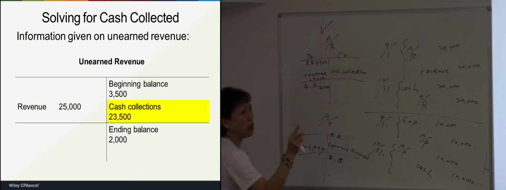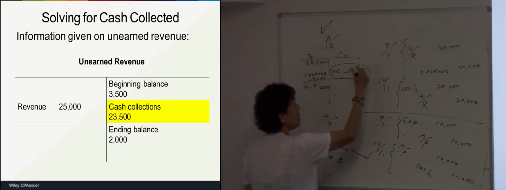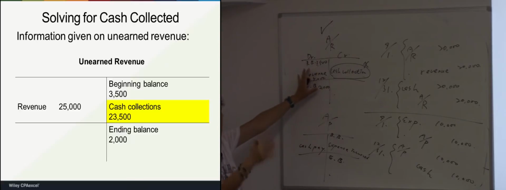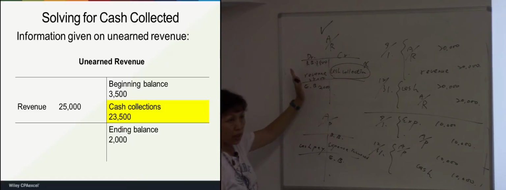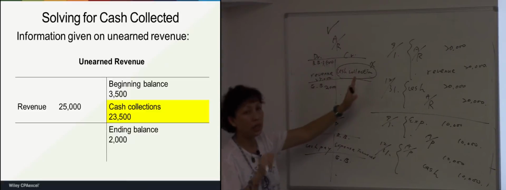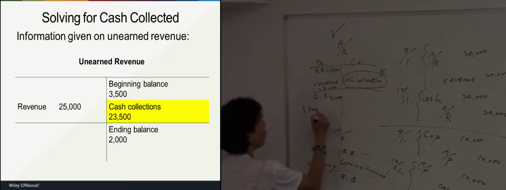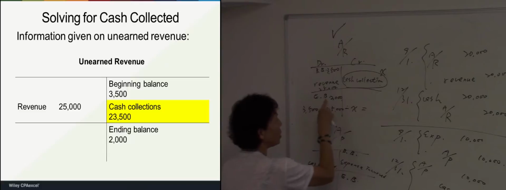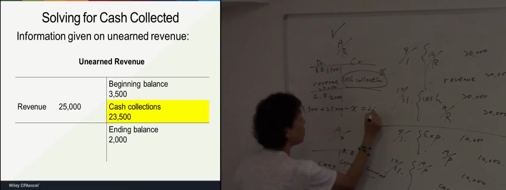Now the question asks you to compute how much cash was collected. So can we assume this as x? Yes. So how do we change this T account format to an equation? Same thing. Accounts receivable is an asset, the normal side is debit. So whatever amount shown in debit is positive, whatever amount shown in credit is negative. So to write this as an equation: 3,500 plus 25,000 minus x equals the ending balance. The ending balance is shown in debit, so it's also positive, 2,000.